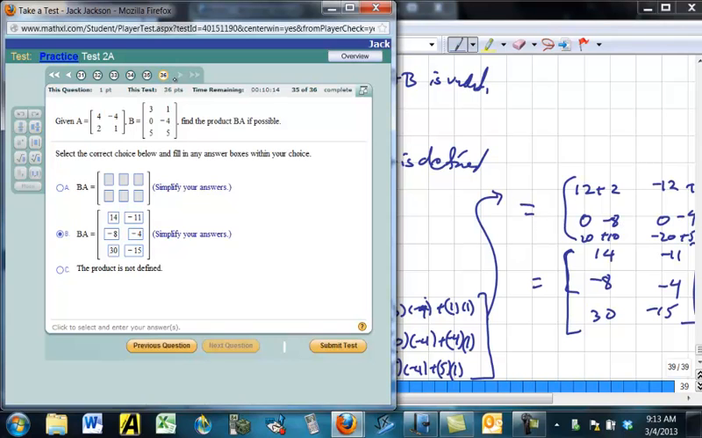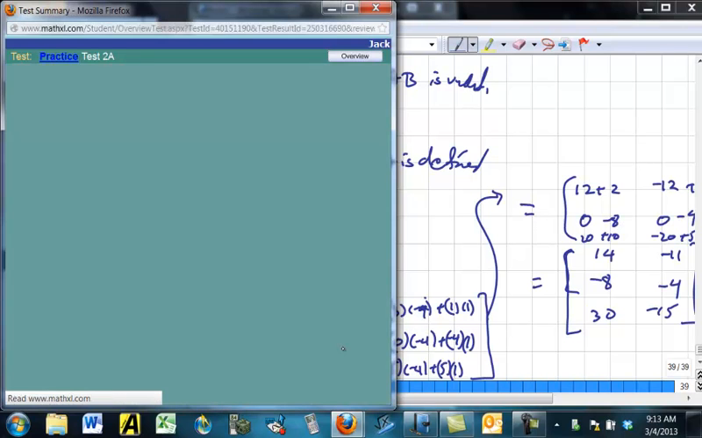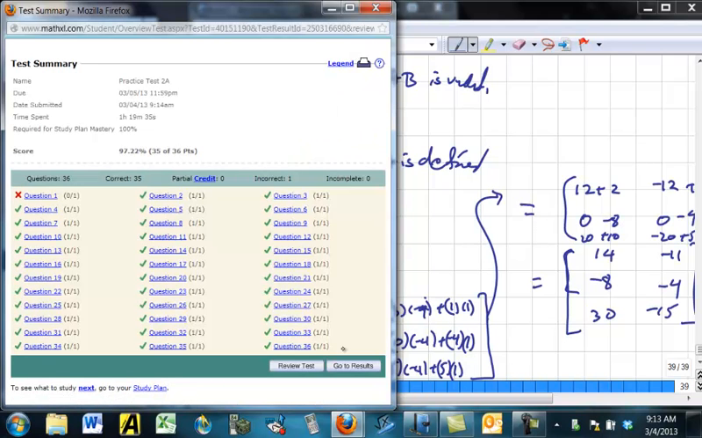I think I got them all. Let's submit the test. Let's see how I did. If there are any mistakes, I'll go back and fix them. Oh, little mistake on the very first problem. Let's go back and see if we can see what it is.